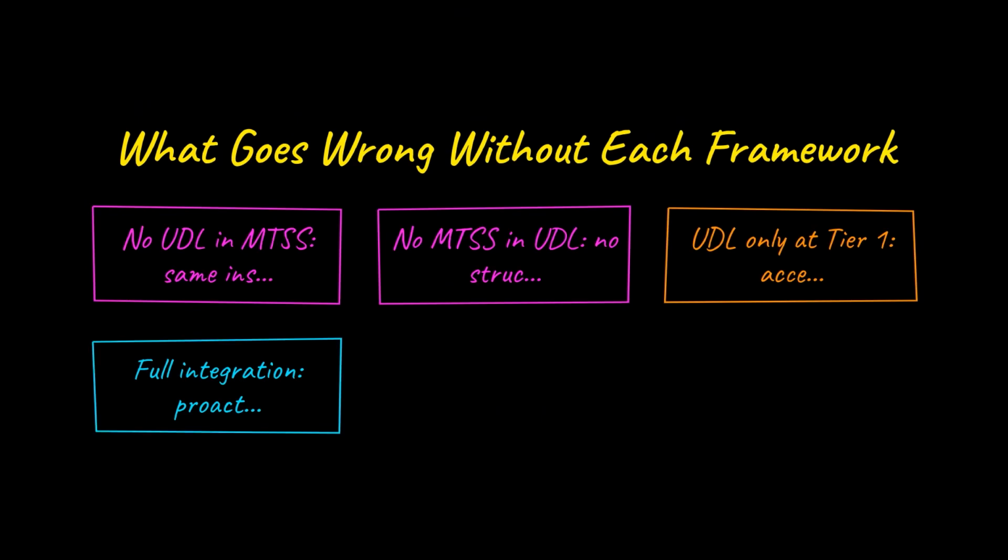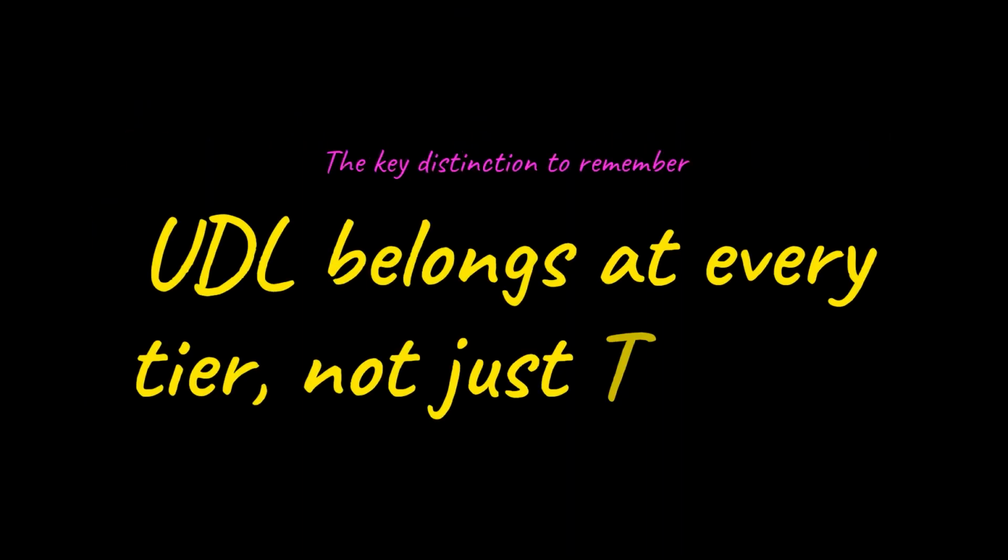A common exam trap is assuming UDL belongs only at Tier 1. It belongs everywhere. When both frameworks operate together across all tiers, schools can be proactive in design and responsive to differing levels of need at the same time. If a stem describes either framework working in isolation, that's a signal the full integration is missing.